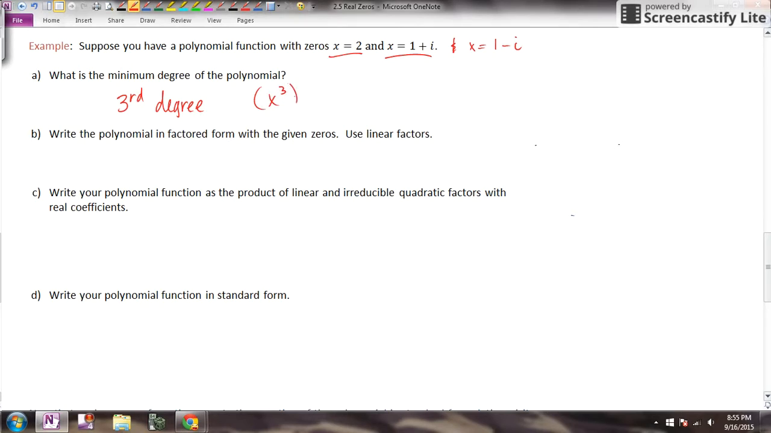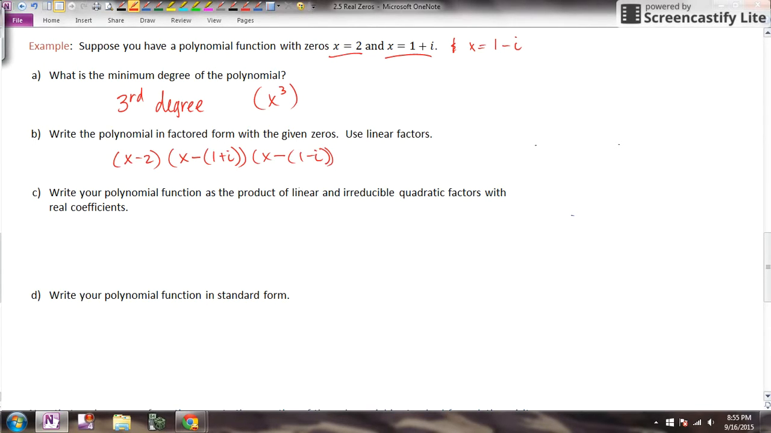All right, now that we've survived that little bit of thinking, we are going to move on to part B that says write the polynomial in factored form. Use linear factors. So here we go. If 2 is a zero, then x minus 2 is a factor. If 1 plus i is a zero, then x minus (1 plus i) is a factor. If 1 minus i is a zero, well then x minus (1 minus i) is also a factor.